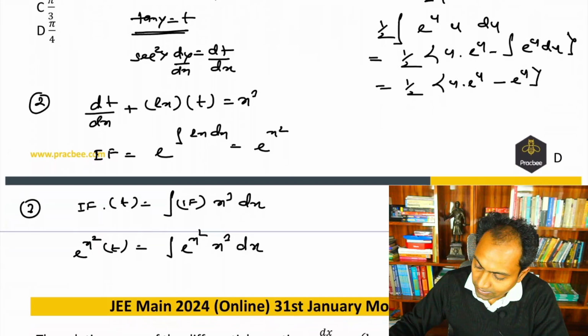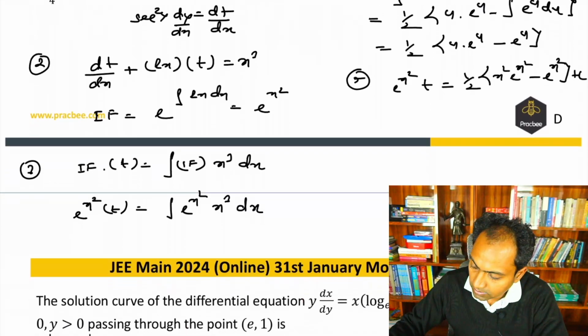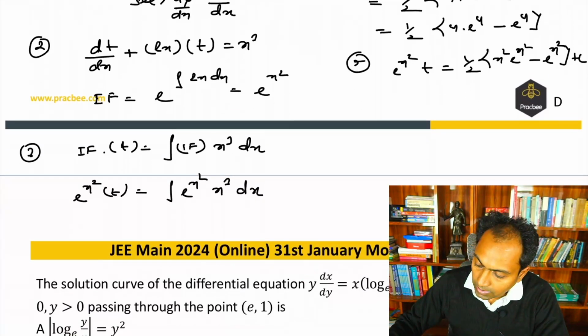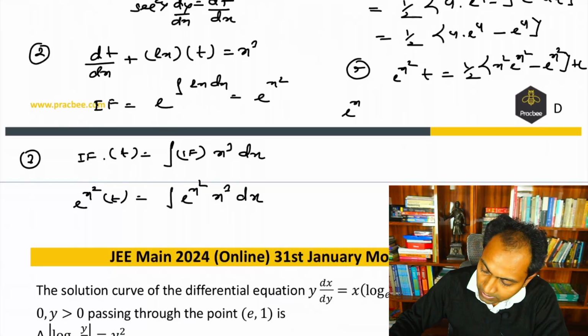And now this can in turn be written as u into e^u minus e^u. So if I write the final answer in the fifth part, it will become e raised to the power x square into t is equal to 1 by 2. U was nothing but x square. So x square e raised to the power x square minus e raised to the power x square plus c. And also let us substitute the value of t. And t in the first step was nothing but tan inverse y. So my final answer looks something like this.